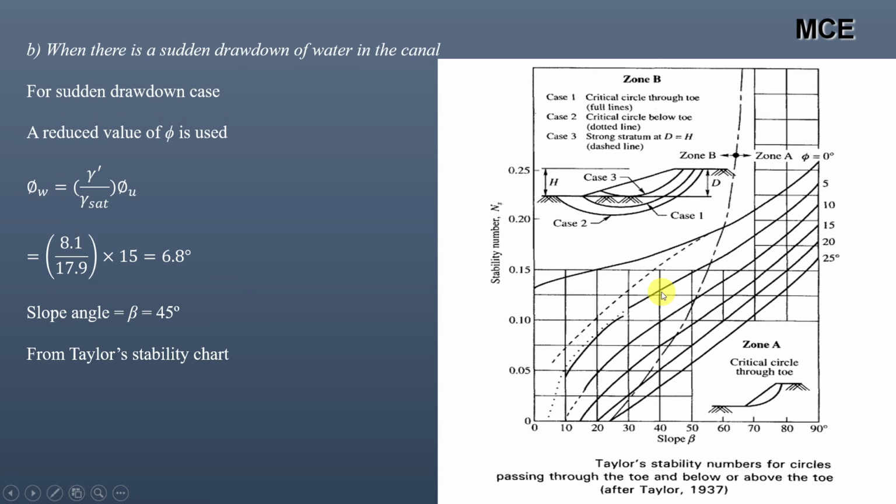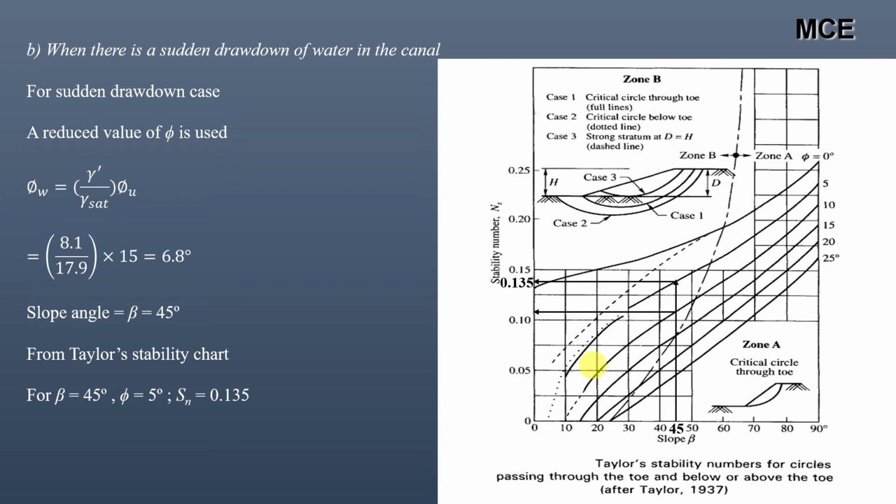So we will find the stability number for friction angle of 5 degree and 10 degree, and from that we will interpolate to find the stability number for friction angle of 6.8 degree. Slope angle remains the same, 45 degree. From 45 degree, which is here, you will draw a vertical line. This will first cut the curve of friction angle 5 degree at some point. From that point, draw a horizontal line, and you will get the stability number for slope angle of 45 degree and friction angle of 5 degree as 0.135.